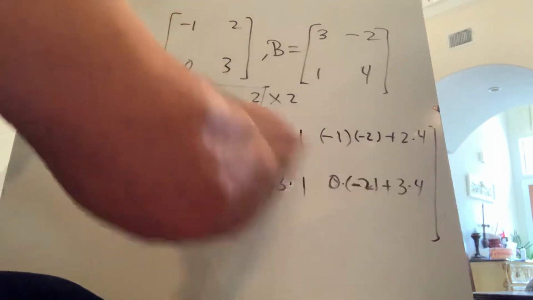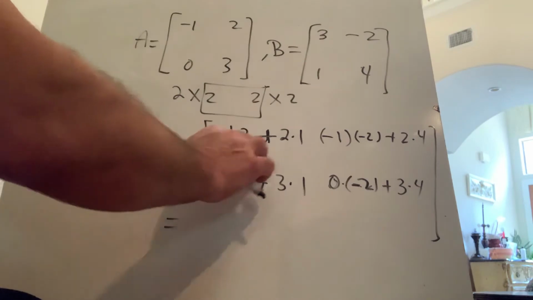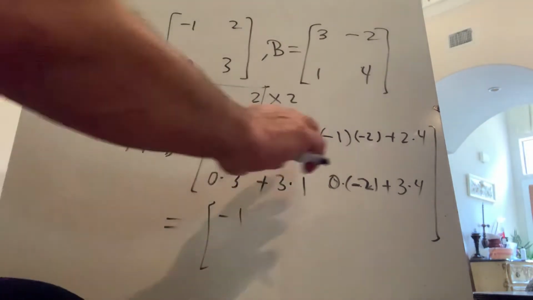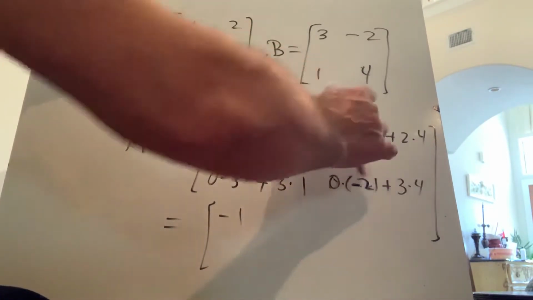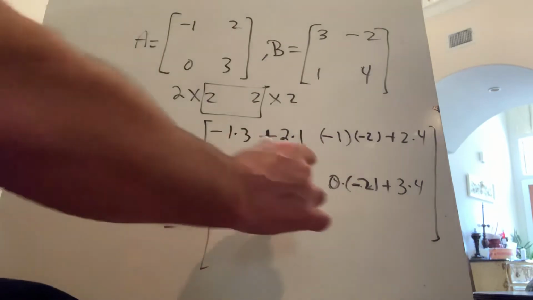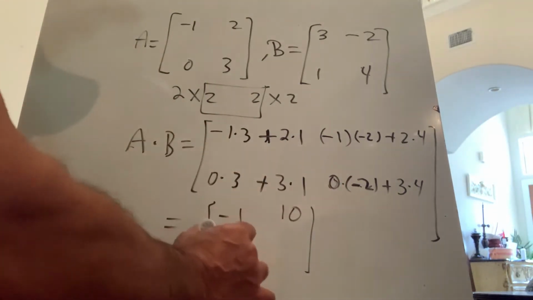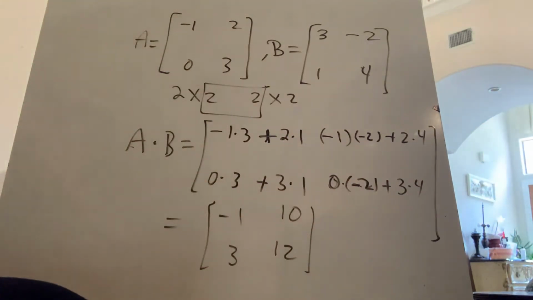And the last step is just to work out your arithmetic here. Let's see if we can reduce. This is negative 3 plus 2, which becomes negative 1. So there's your first entry. Negative 1 times negative 2 is positive 2. 2 times 4 is 8. And 8 plus 2 becomes 10. And there's your first row of the product. 0 plus 3, of course, will remain as 3. And 0 plus 12 will remain as 12. So there is your product of A times B for these two matrices A and B.